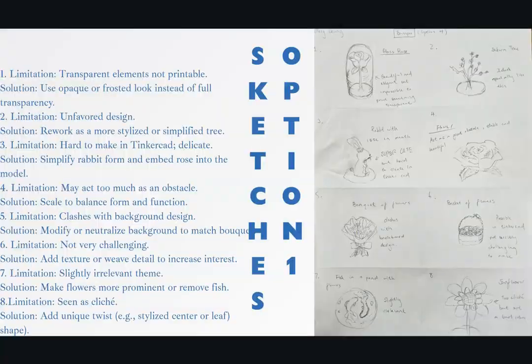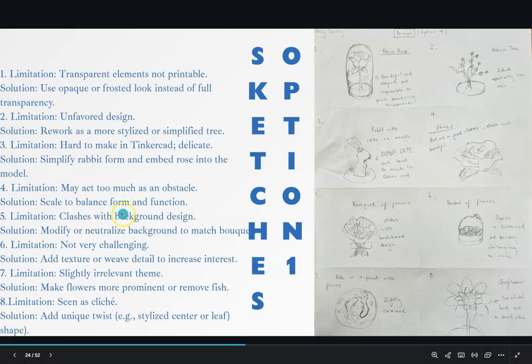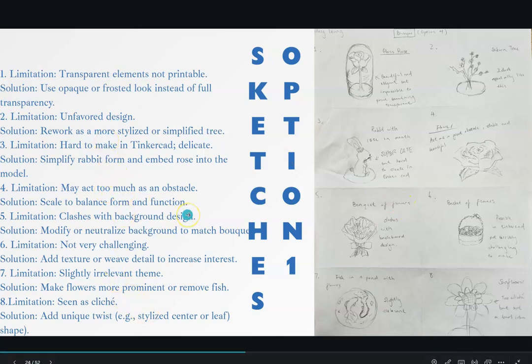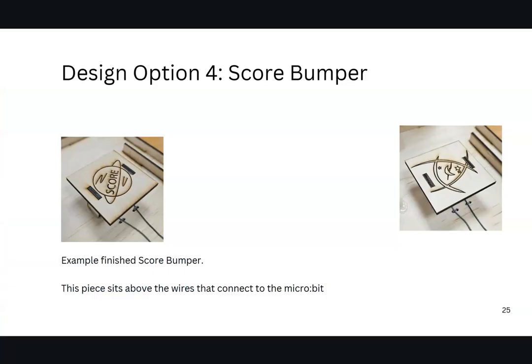Another example of some sketches here with annotations. She's explaining what works, what doesn't. These annotations are a bit better because she's explaining which things will actually be functional and improve the gameplay for the pinball machine. So this is an example of what the final score bumper will look like. These are student examples. This piece sits on top of the wires where the score then registers to the microbit. So these ones are laser cut, they're done in Illustrator.